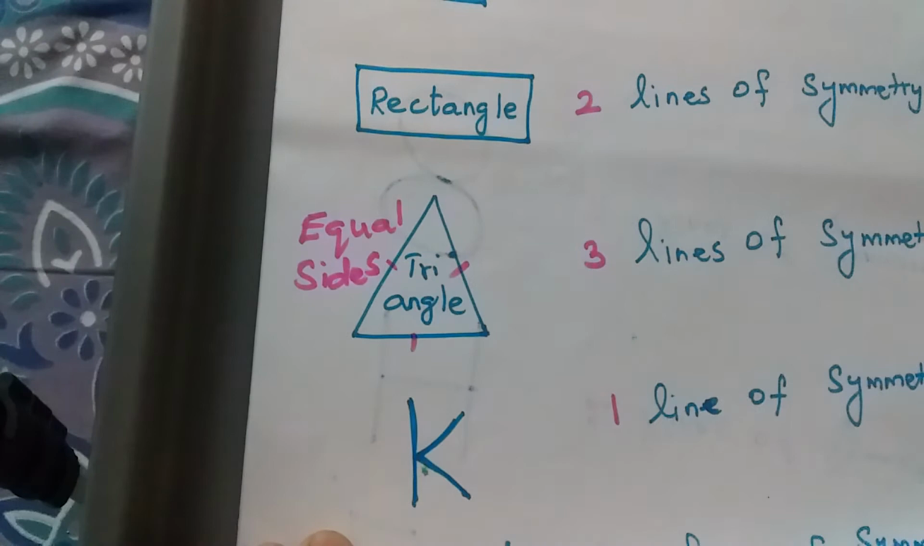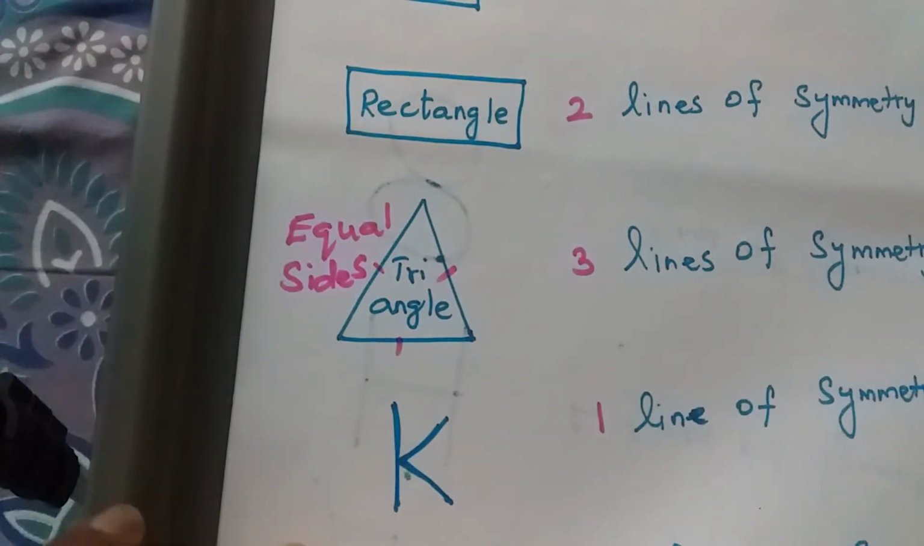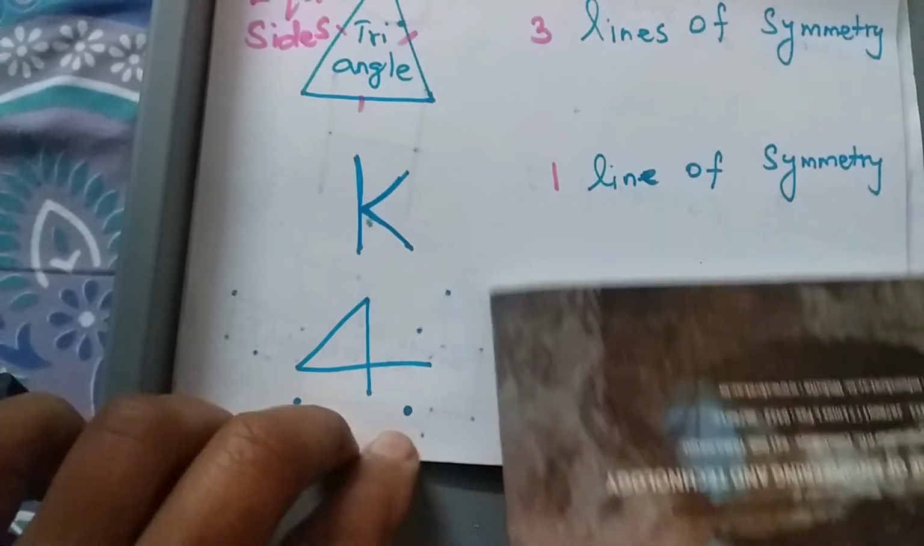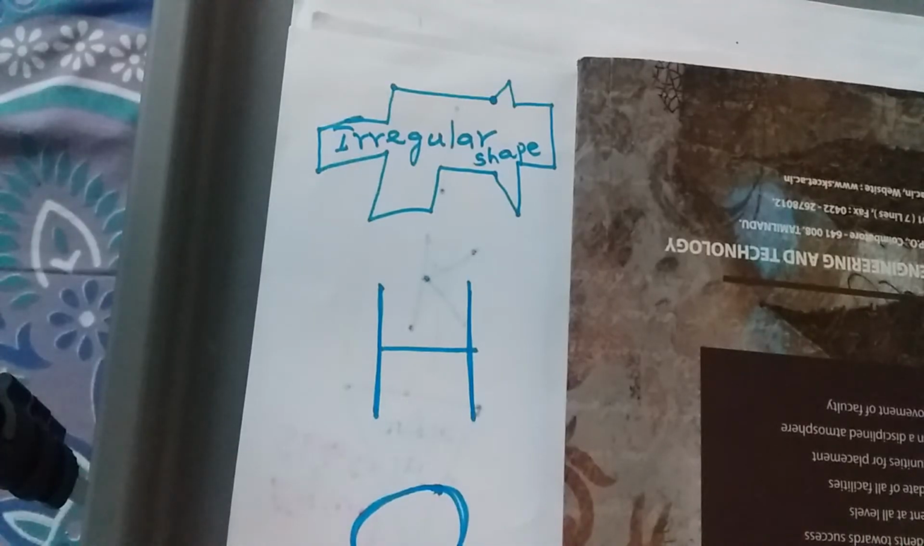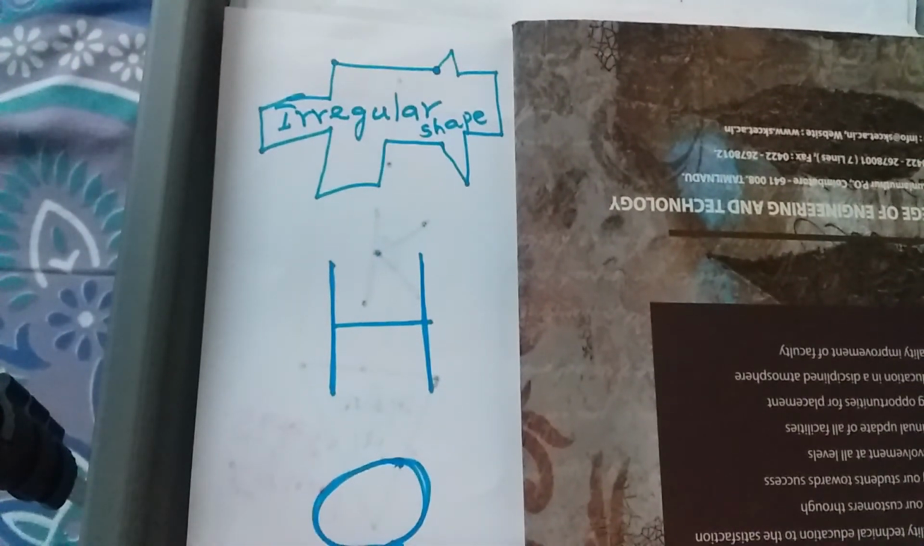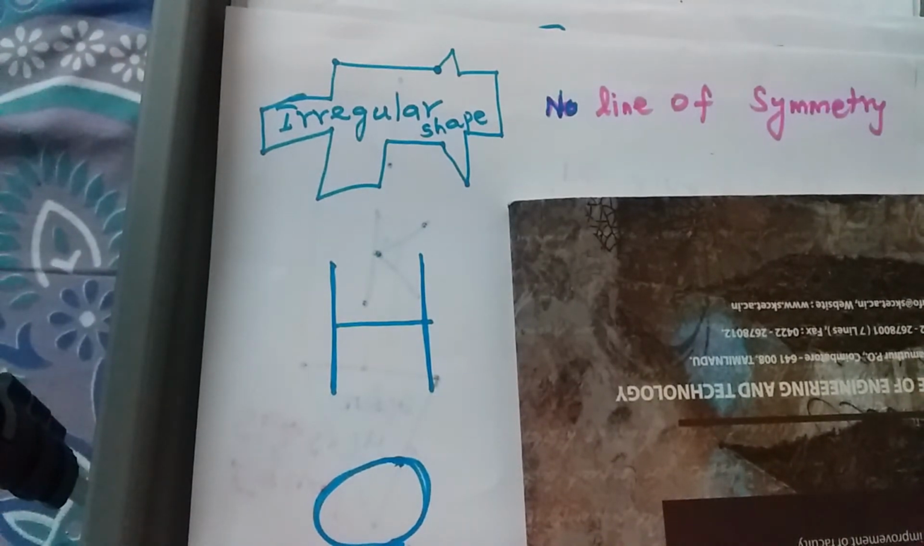Then the letter K, does it have a line of symmetry? Yes, it has 1 line of symmetry this way. And for the number 4, can you draw? Yes, you are right, no line of symmetry. And what is this? It's an irregular shape. Does it have a line of symmetry? Think. Yes, you are right. No line of symmetry.